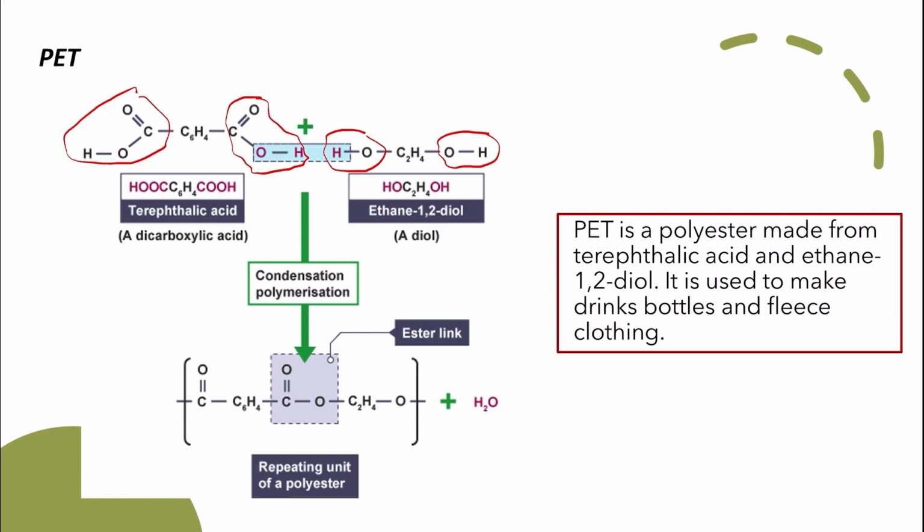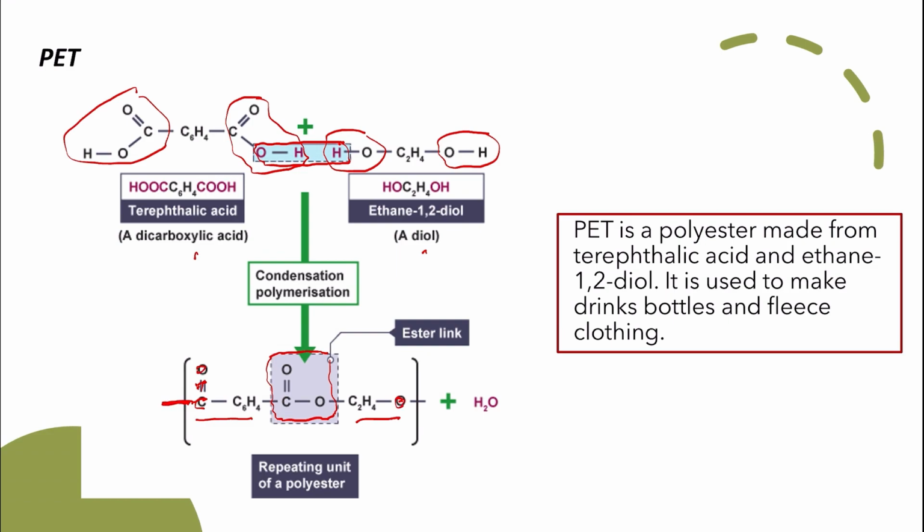PET is a polyester that is made from terephthalic acid and ethane-1,2-diol. So the dicarboxylic acid compound we have here is the terephthalic acid, which has two carboxylic acid functional groups. And then the alcohol is the ethane-1,2-diol, which has two alcohol groups or two OH groups. And then the condensation polymerization will take place where a water molecule is removed here, and you're going to make an ester link.